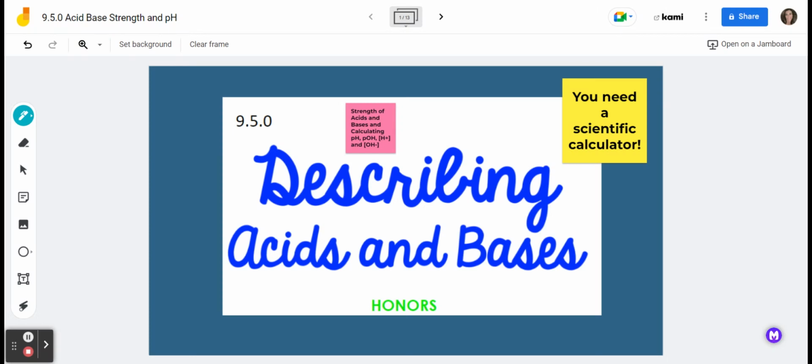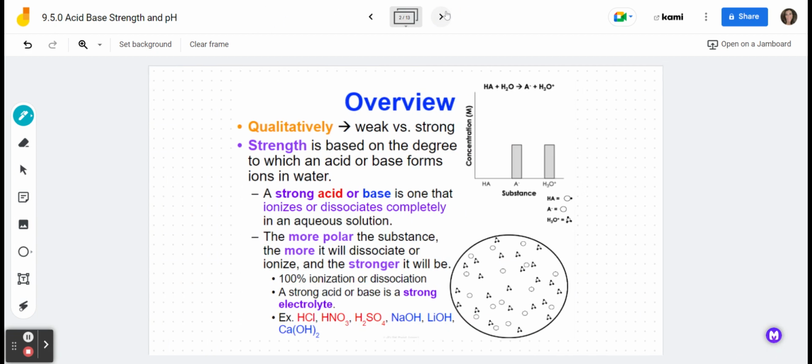All right, in 950 notes, we're going to look at acid base strength and pH. You will need a scientific calculator, one that has the log button on it. Okay, so overview, just qualitatively, weak versus strong, what does that mean?